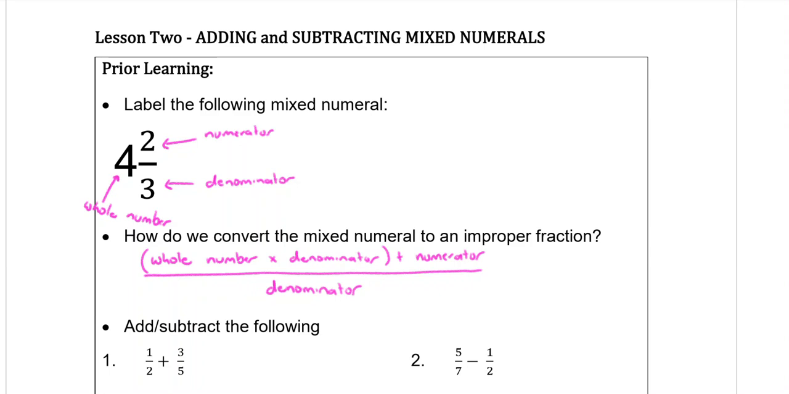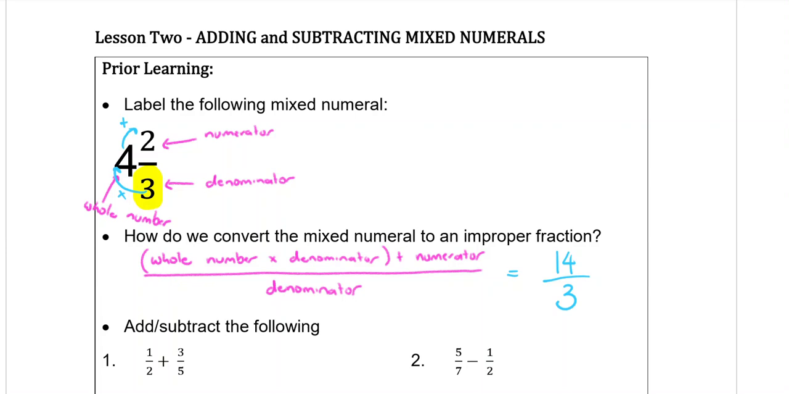So let's try that for our 4 2/3 here. Because there is a 3 on the denominator, there's going to be a 3 in my denominator for my answer. Then I'm going to multiply the 4 with the 3, which is 12, and then I'm going to add on the 2. 12 plus 2 makes 14.